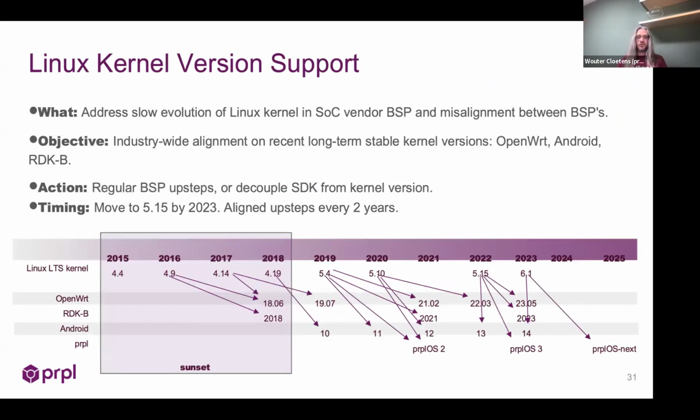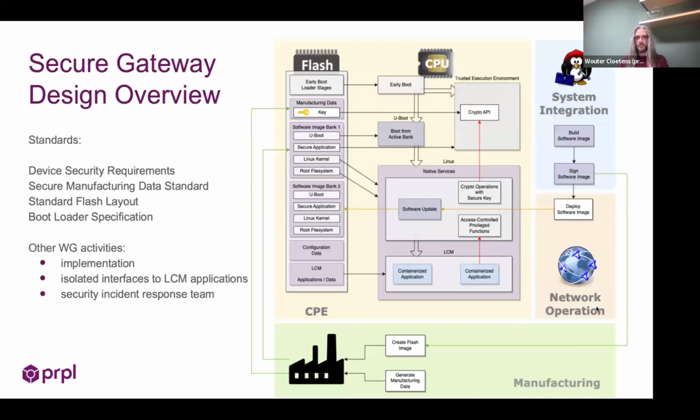Aligning of the Linux kernel versions, we try to align that with the rest of the community, with the Linux long-term support kernels, with the Android common kernels, and then we align with OpenWRT and RDKB as well. So we are mostly on 5.15, moving towards 6.1, still have some 5.4 hardware. So we've been able to convince the silicon vendors to align a bit better.